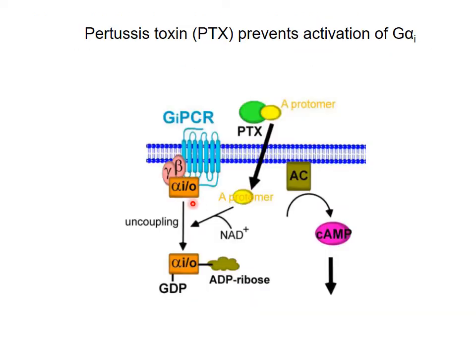Pertussis toxin is the one that affects Gi, or G-alpha-i, because it prevents activation. It's the same mechanism, binding of ADP ribose as cholera toxin does, but this time it's to the GDP-bound, or non-active, form of Gi, and therefore it prevents its activation, and therefore adenylyl cyclase will remain more active.